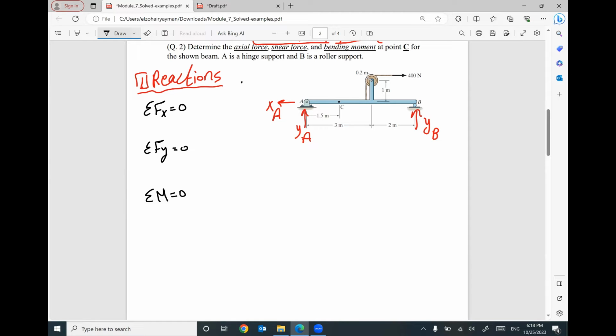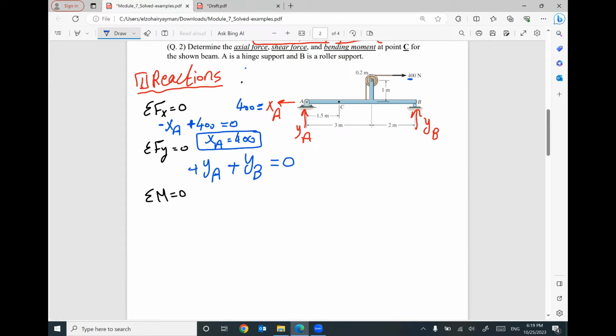If you apply summation of Fx equals 0, I have negative XA and positive 400. So negative XA plus 400 equals 0. From this equation, XA will equal positive 400. That means I assumed the correct direction for XA. Piece of cake. Summation of Fy equals 0: positive YA, positive YB equals 0.